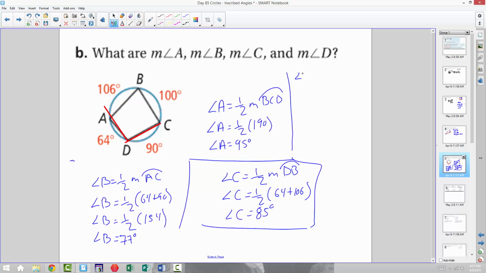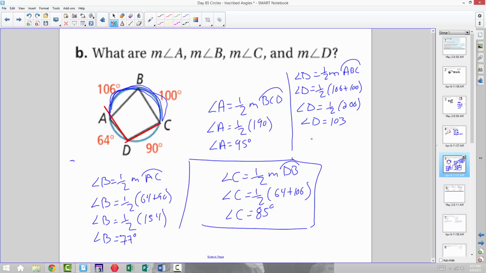For angle D, it's going to be half of the measure of arc. The arc is from A, B, C. Why do I use three letters? Because it's greater than half a circle. So it's ABC. So angle D is equal to half of 106 plus 100. So angle D is going to be equal to half of 206, which is 103.